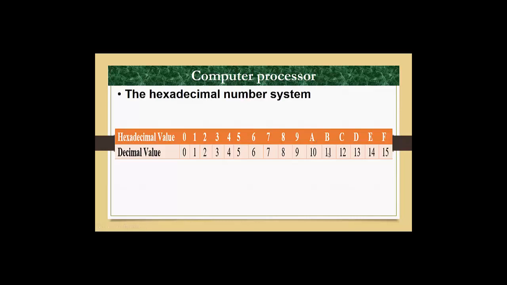and the 11 value in the hexadecimal number is B, and the 12 value in the hexadecimal is equal to C, and the 13 is D, and the 14 value in the hexadecimal is E, and the 15 value in the hexadecimal is F.